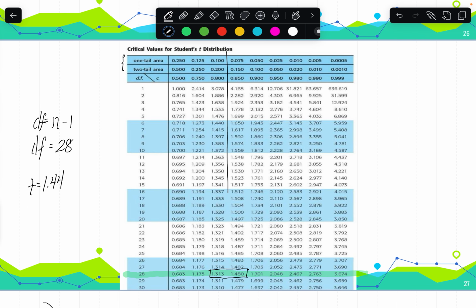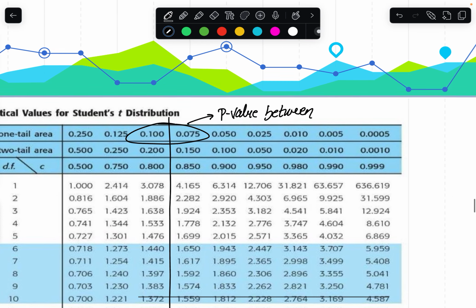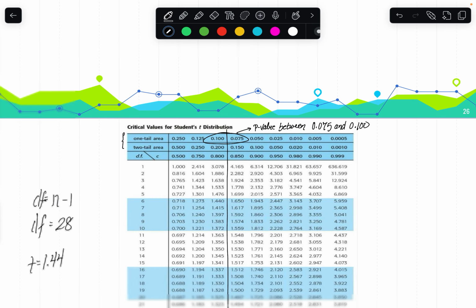That means our number of interest is here, and our p-value is going to be somewhere between 0.075 and 0.100. The only downside of using this kind of chart is that you're not going to get a specific number for your p-value. You're going to have to make some kind of estimate.